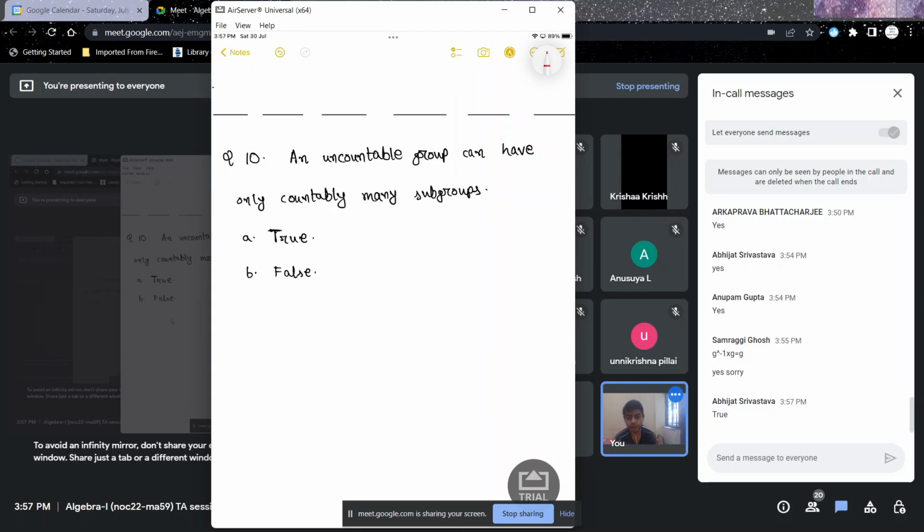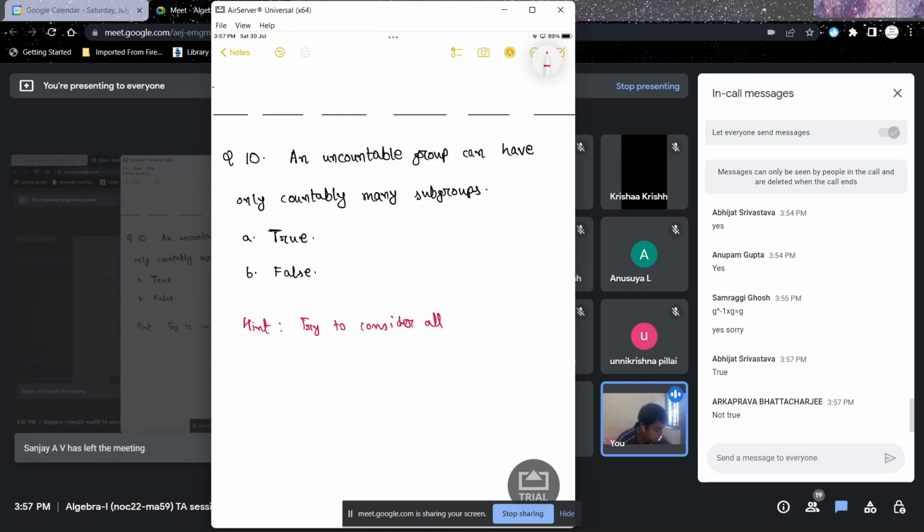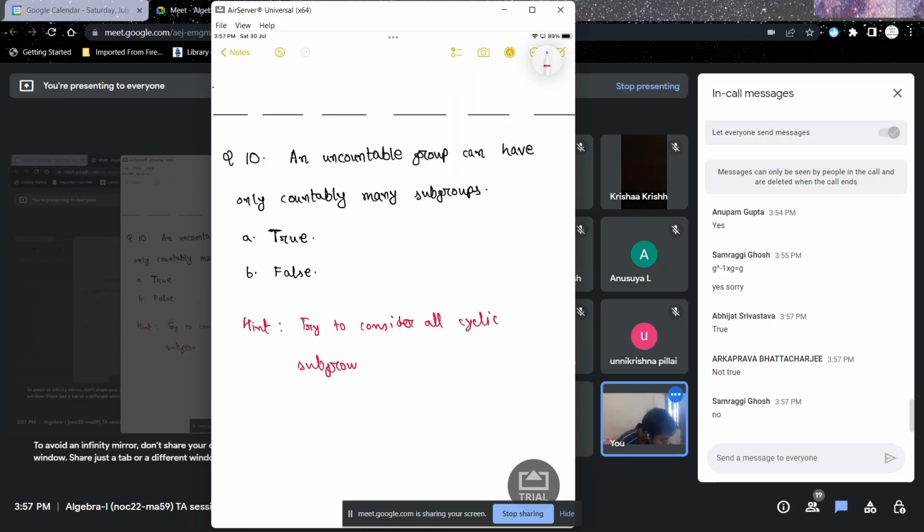It's a good attempt. Why do you say that there is a group which has countably many subgroups? So I'll just leave you with a small hint because the meeting will end. The hint is, try to consider all cyclic subgroups of the group.